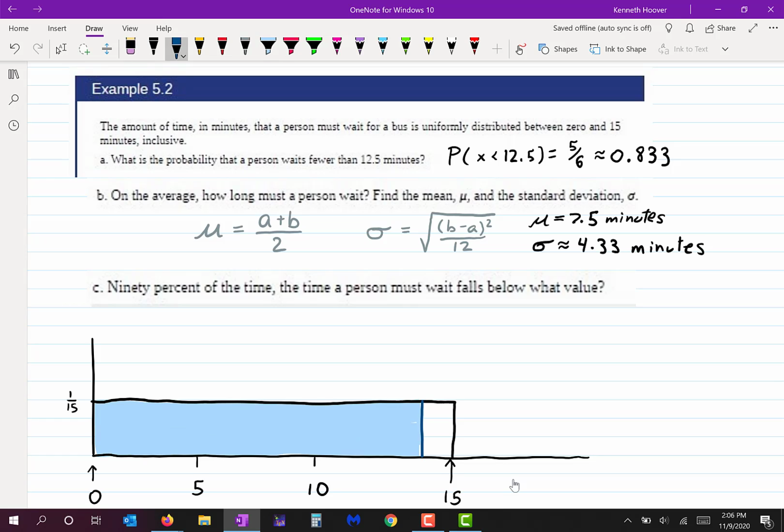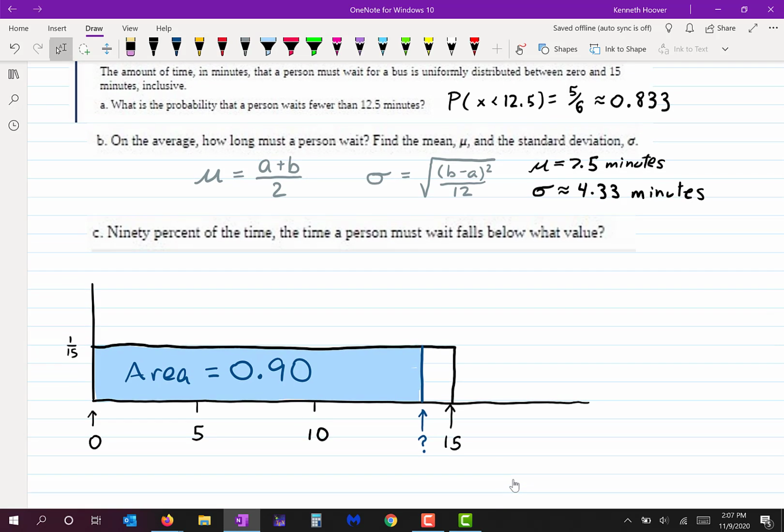If you want this area to equal 0.9, the question they're asking is, what is that value right there? How many minutes? Well, this is actually very straightforward. We know the height of that rectangle is 1/15. So we have 1/15 times the width equals 0.9. Let's write that as 9/10.